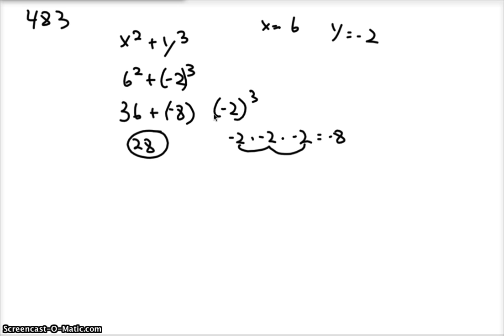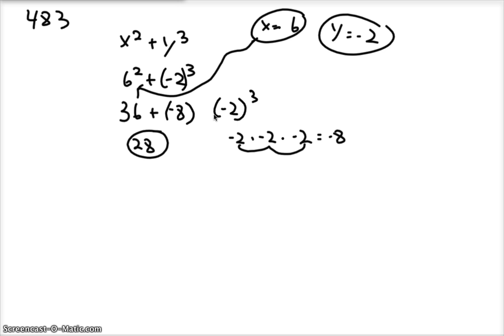So again, all we did is we plugged in what we knew. They gave us this information that x equals 6 and y equals -2. So we just plug in that information and then solve. Okay? If you have any further questions, please raise your hand for help.